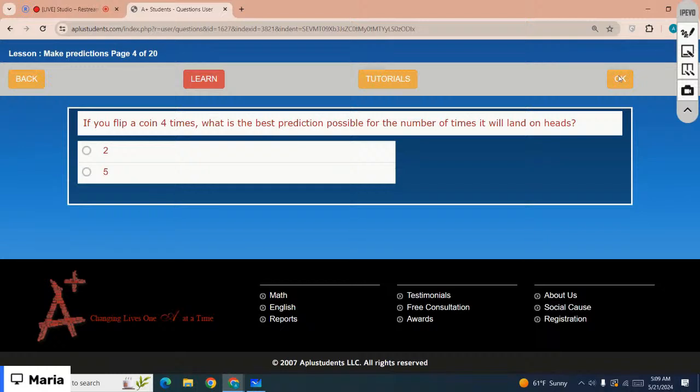If you flip a coin 4 times, what is the best prediction possible for the number of times it will land on heads? So, which is the correct option? 4 times you did, right? So that means half of the times it will land on heads. So the correct option is 2.